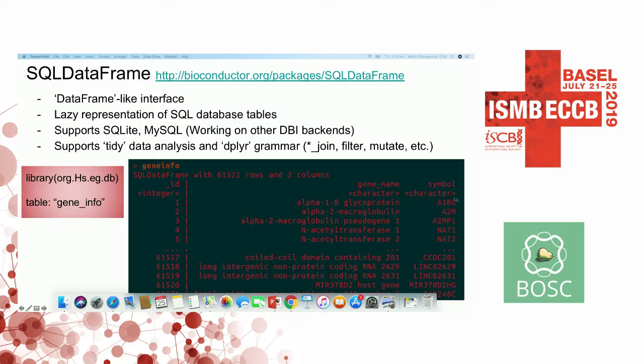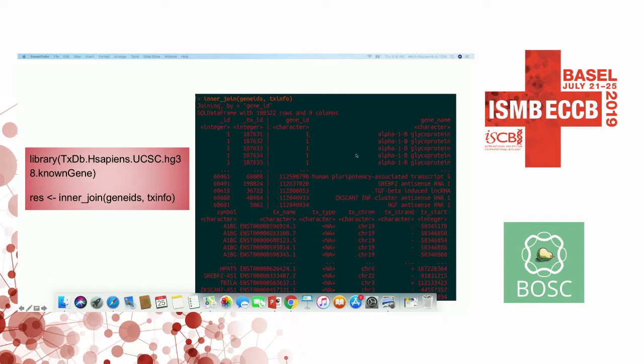For example, we have SQLite data from the org.Hs.eg.db for Homo sapiens, and the table is gene_info. When we represent the data using SQLDataFrame, the data looks like this. It's very neat. You have a show of the first several rows and last several rows. And we load another TxDb for Homo sapiens, and you can use the function inner join to join these two SQLDataFrames and get all the information you want. Everything is lazy. The data stay on disk and unchanged.